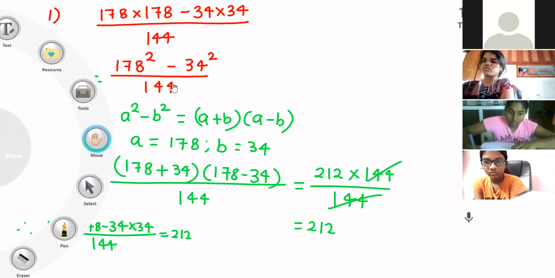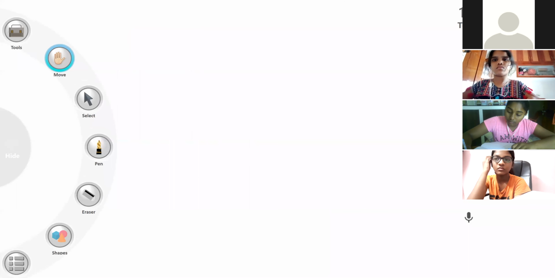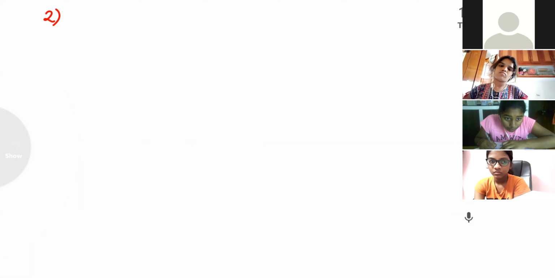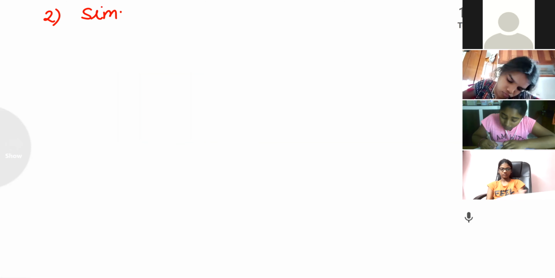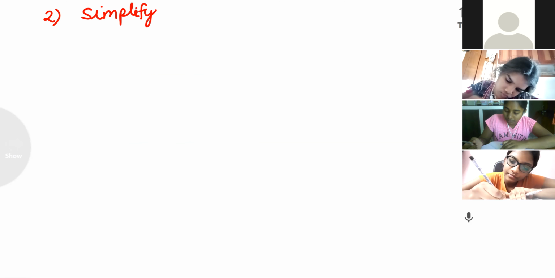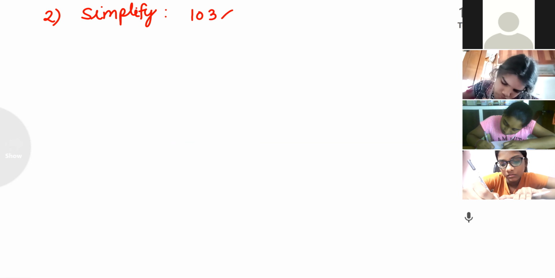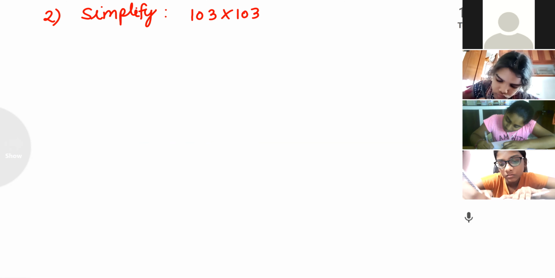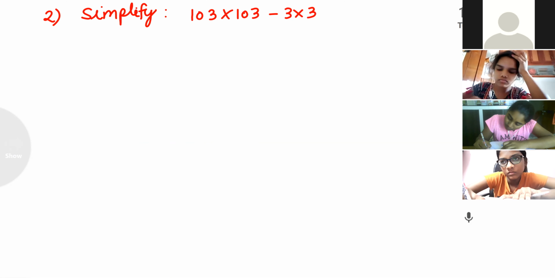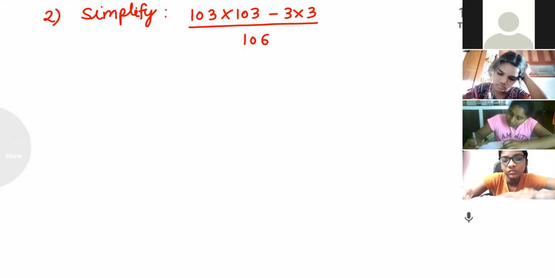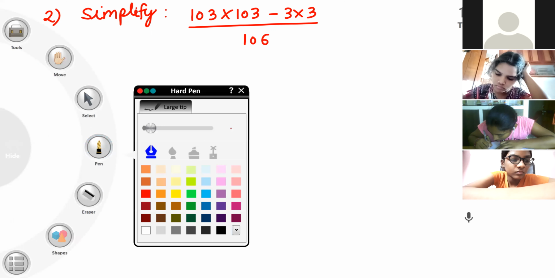Example 2, simplify 103 into 103 minus 3 into 3 divided by 106. Simplify 103 into 103 minus 3 into 3 divided by 106 by using identity.